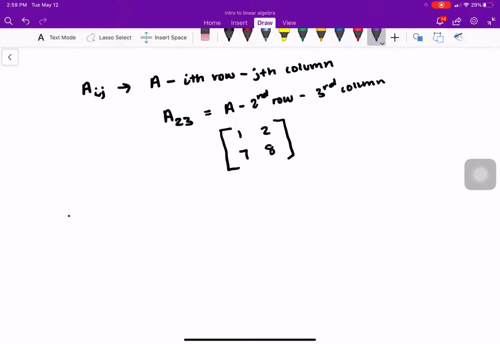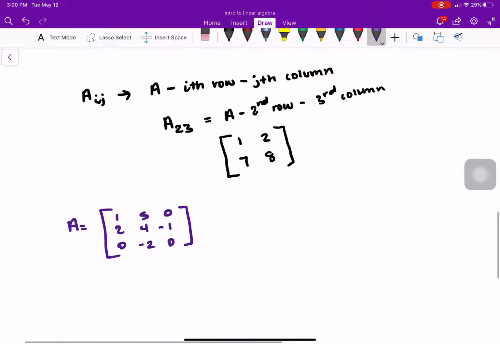So let's say that we want to find the determinant of a matrix 1, 5, 0, 2, 4, negative 1, 0, negative 2, 0. And we're going to use the cofactor expansion. Now, just like I talked about before, you can expand across any row or any column. But my professor gave me a really good tip of advice when he said, you really want to choose a row or column that has the most amount of zeros. And you're going to see why.